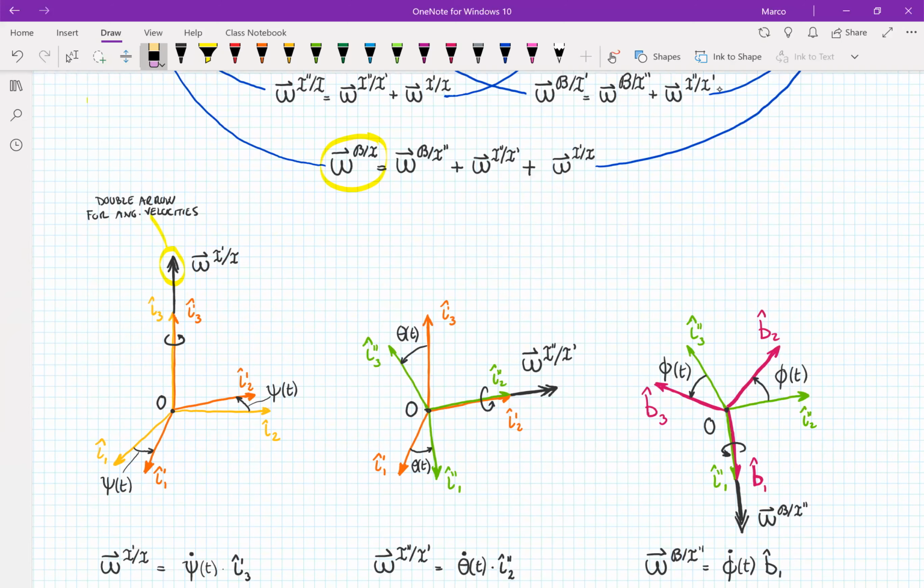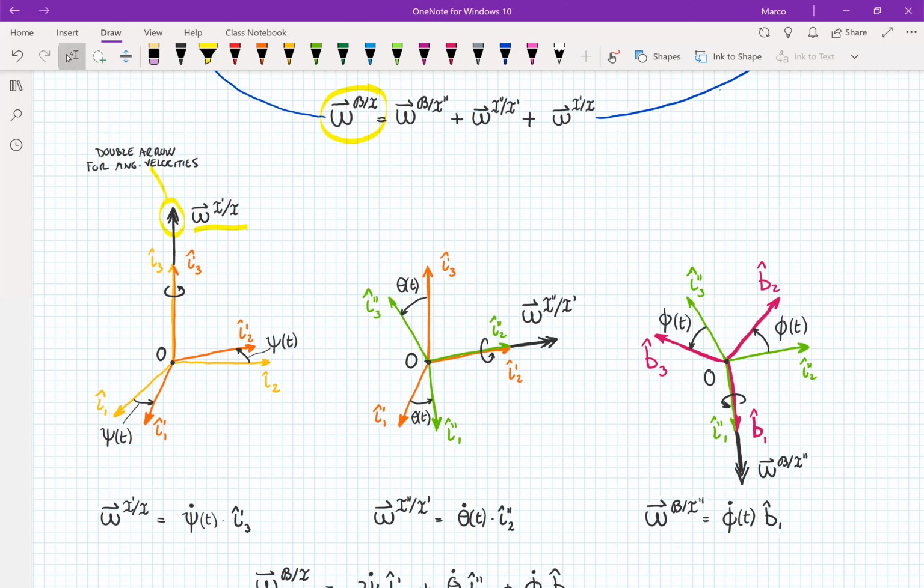All right, so what is the value of omega of I prime with respect to I? Well, that is simply the rate of change of the angle psi, so psi dot. And in which direction? Well, that is aligned with the z-axis. So the versor that we're going to use is I prime 3.